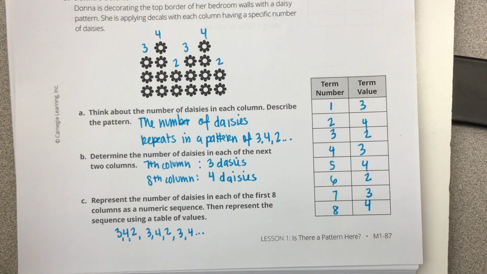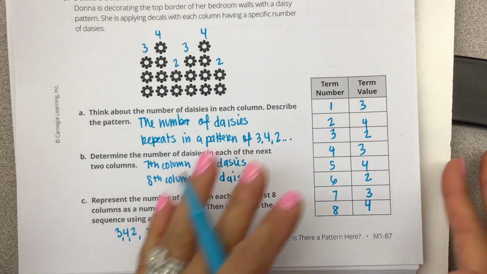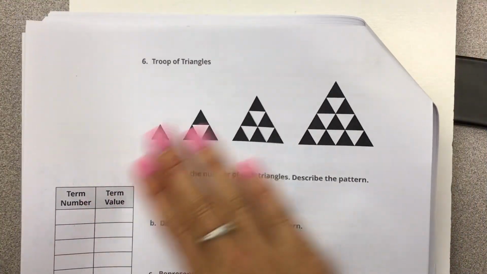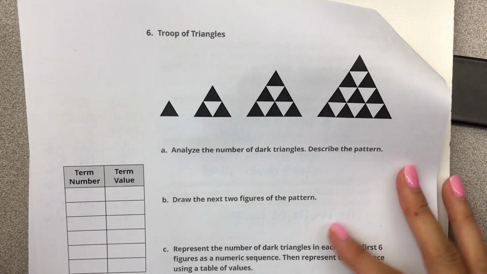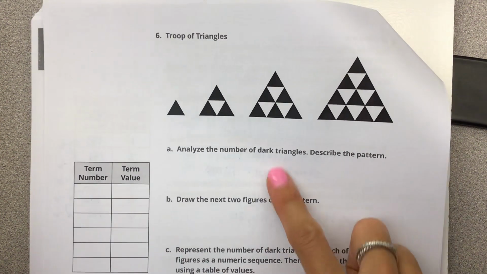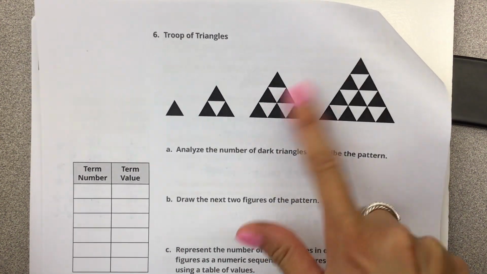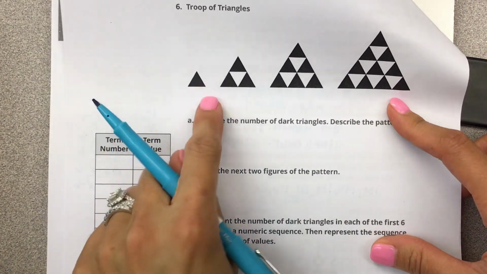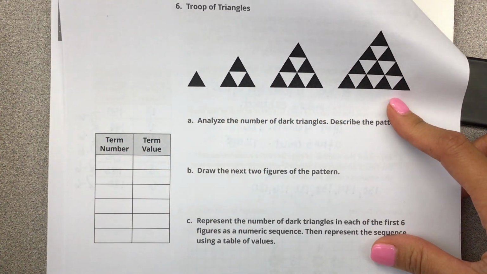Let's do number 6, troop of triangles. I'm going to flip over. So look at this one, nothing to read, just a picture to look at. You're analyzing the number of dark triangles, dark being the key word, so you're not looking at the white ones, you're looking at the dark triangles. I notice they're increasing, right? Maybe we should count by how many they're increasing, so go ahead and write down how many dark triangles you see.